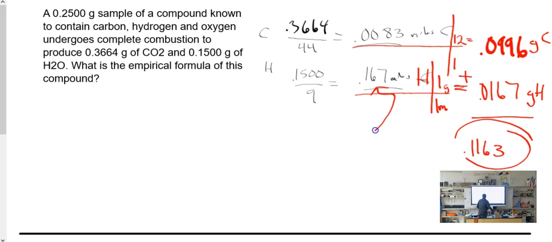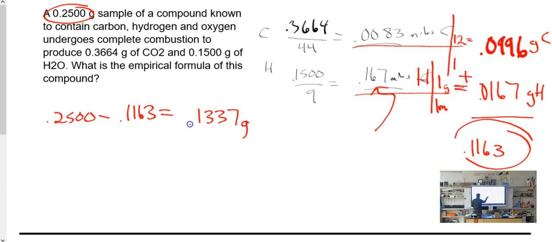All right, so we'll take the sample that we started with. It was 0.2500. We're going to subtract the carbon and the hydrogen out, 0.1163, and we'll get that answer. That answer will be equal to 0.1337, and that will be the grams of oxygen.